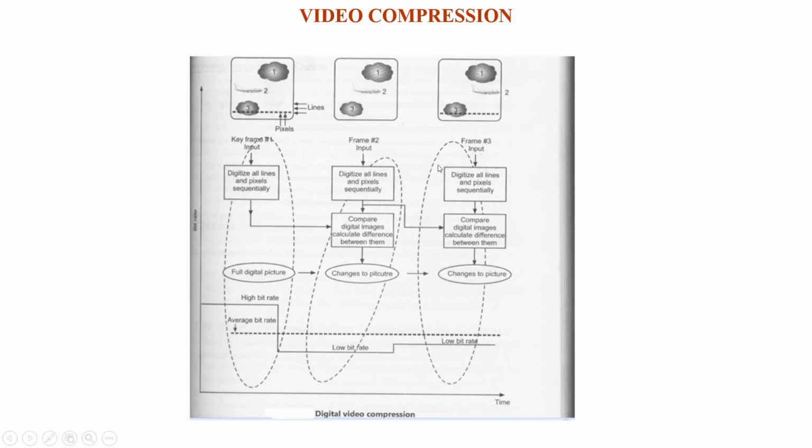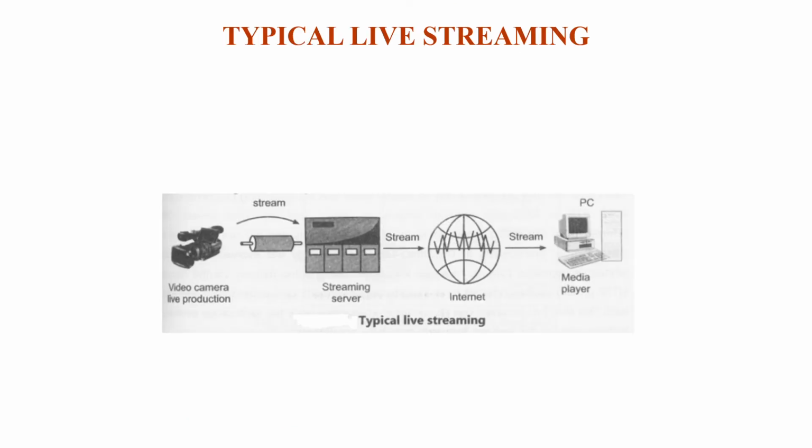Okay. Again the next, the third frame of the same scene, you digitize that, you take the previous frame, compare digital images, and calculate the difference between them. Changes to the pictures will only be encoded with a low bit rate, and hence the compression will be achieved. Okay. So this is what we call the principle of compression.